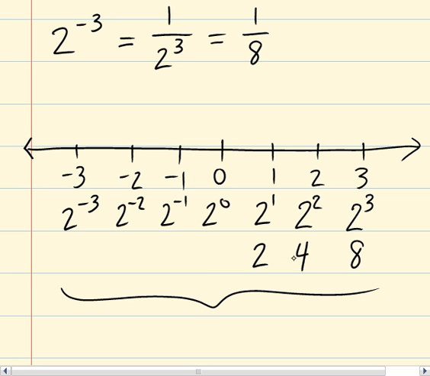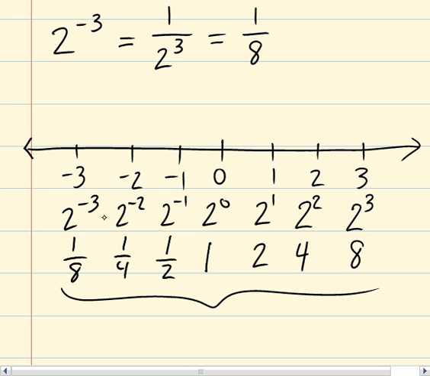8 divided by 2 is 4, 4 divided by 2 is 2, 2 divided by 2 is 1. So it seems reasonable to define 2 to the 0 as 1. And if we take 1 divided by 2, we get half. And if I take a half divided by 2, I get a fourth. And if I take a fourth divided by 2, I get an eighth. So we're continuing that pattern of dividing by 2 as we go to the left.